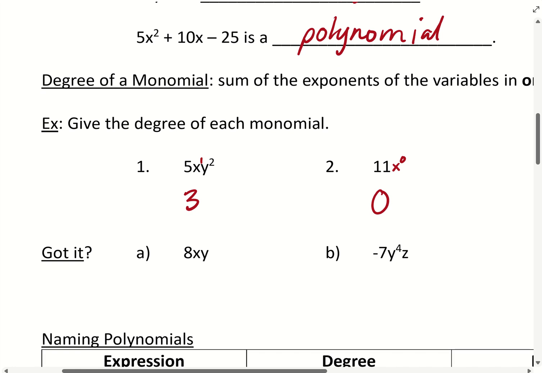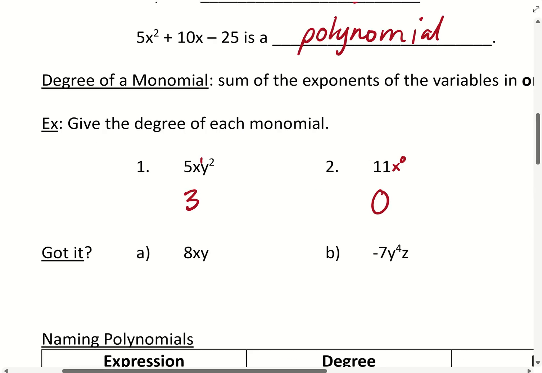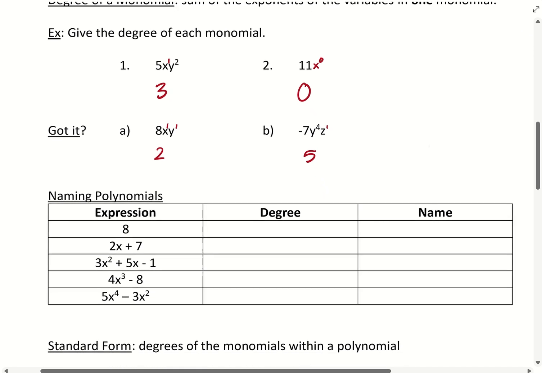All right, go ahead and do the "Got it" problems. And while you do that, pause the video, and then we'll go over these real quick. All right, so for A, the exponents on the x and the y are both 1, so you add those together to get 2. For B, the exponent on the y is 4, the exponent on the z is 1, 4 plus 1 is 5. Okay, next up, we're going to talk about naming polynomials.